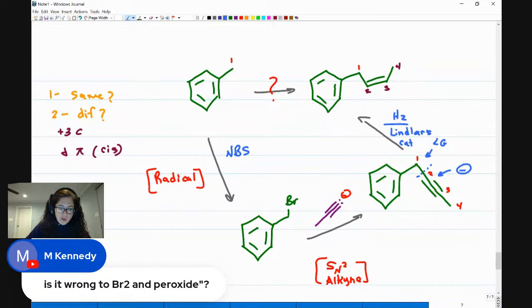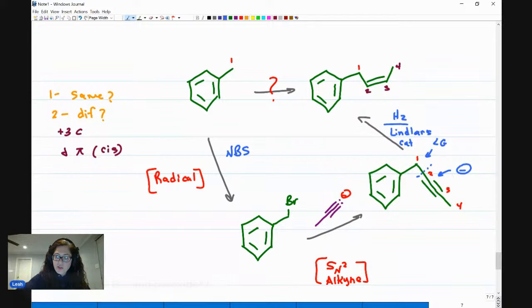Is it wrong to use Br2 and peroxides? No, I've seen Br2 and peroxides used in this situation as well. I put NBS because a lot of students will see this, and I want to make sure that you know to recognize it. And we've already done Br2 with peroxides, but that's a really good question.